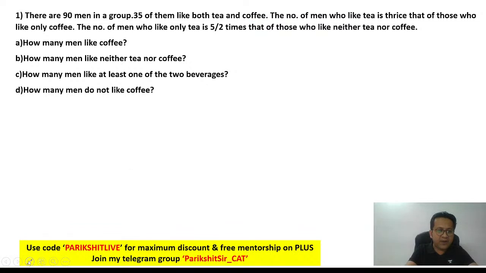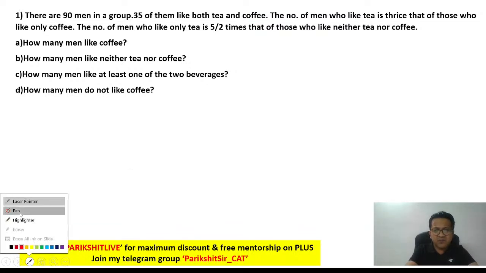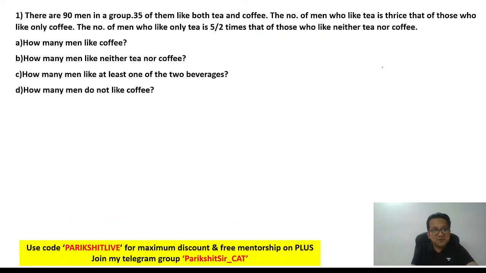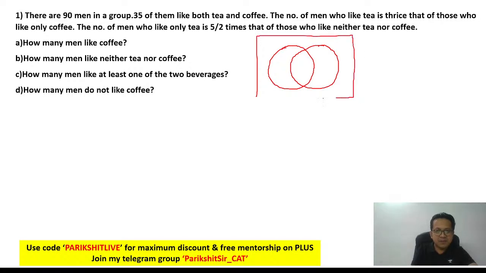So let's draw a Venn diagram. What is a Venn diagram? Very simple. It's just two circles. You draw two circles, that's a Venn diagram for you. The English name is Venn diagram. So just two circles that you need to draw. Fine? Okay.